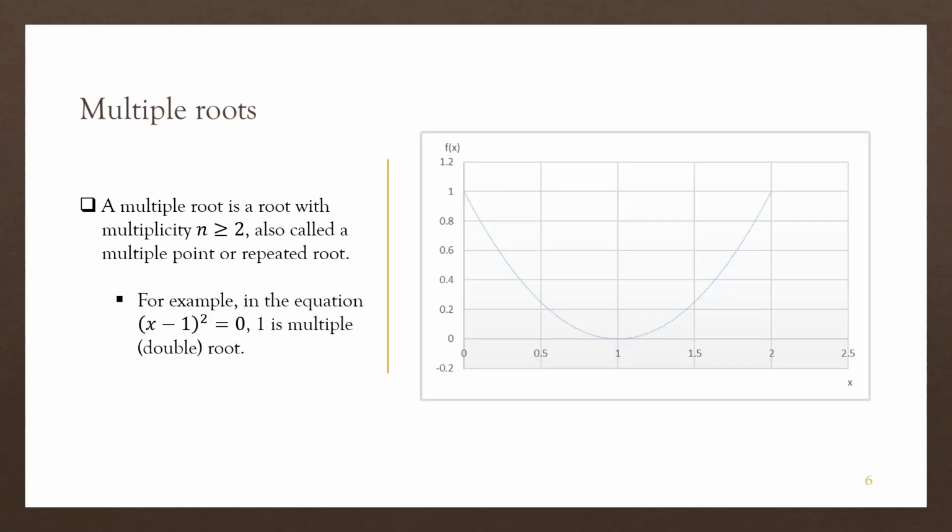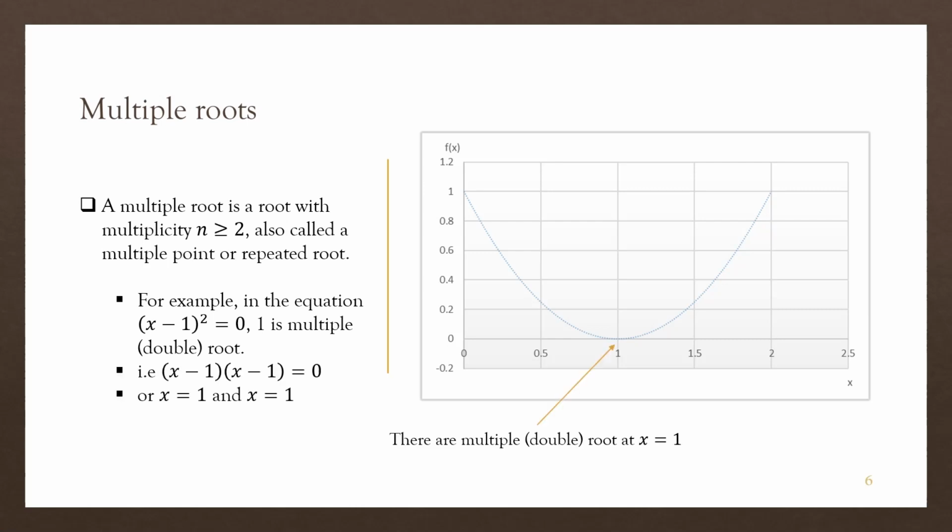For example, in this equation, (x minus 1) squared equal to 0. The root is 1, and the root is not a single or simple root, it is a multiple root. If you take a look at the equation, you can expand it in this form: (x minus 1)(x minus 1) equal to 0. So how many roots do you have? You have two roots, which is x equal to 1, and the other one is x equal to 1. This kind of root, we call multiple roots.